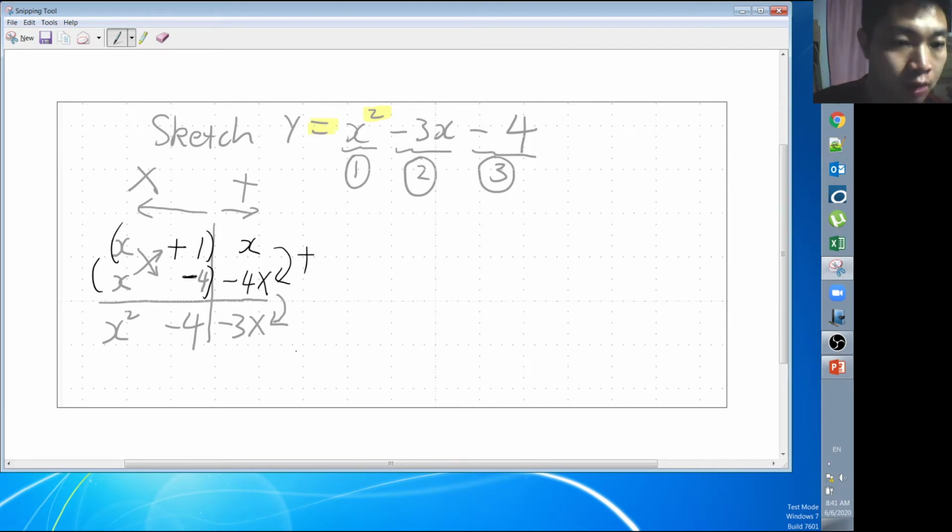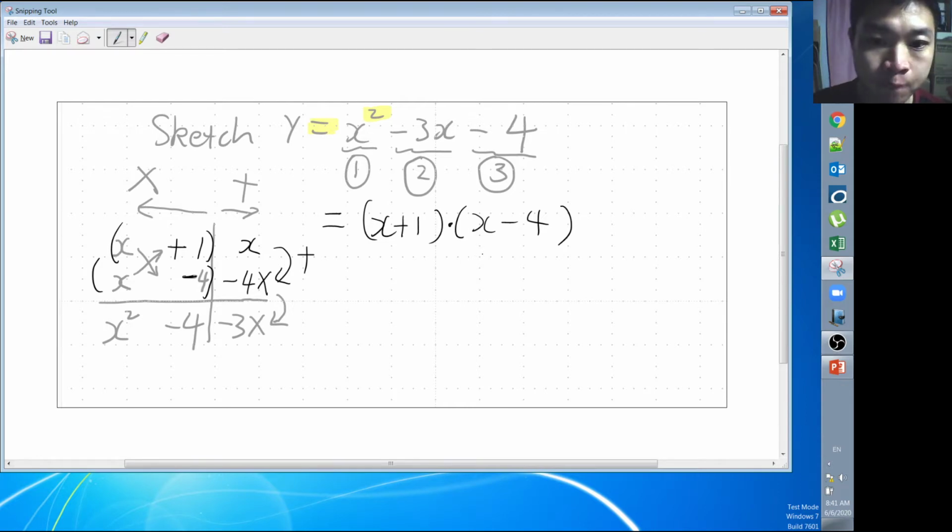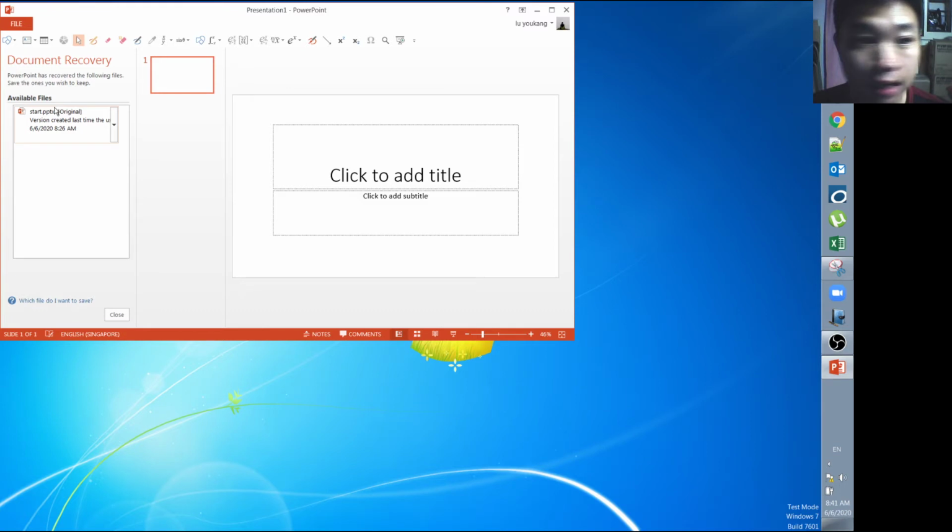Now you can actually change this right hand side to x plus 1 bracket times x minus 4. Okay, so now we have factorized this quadratic equation. So what you need to do is start sketching the graph with this. So let me grab it, and I'm going to make use of this.